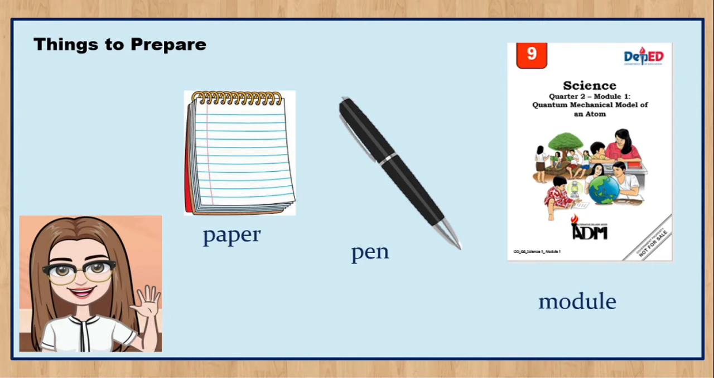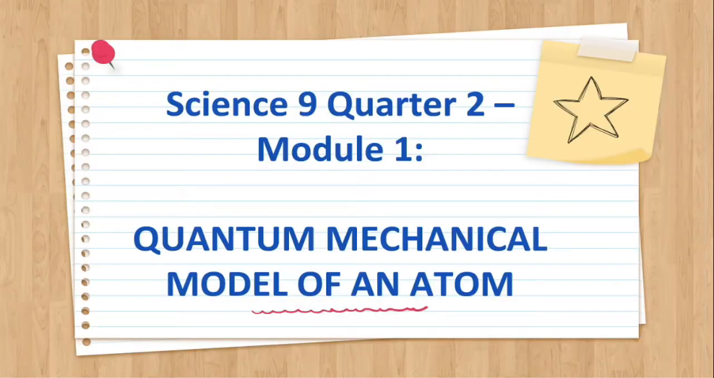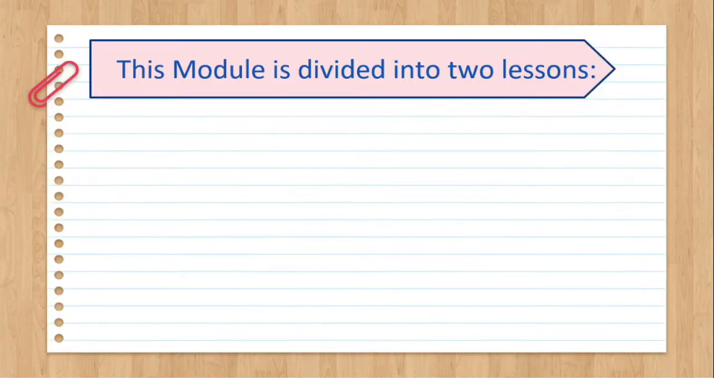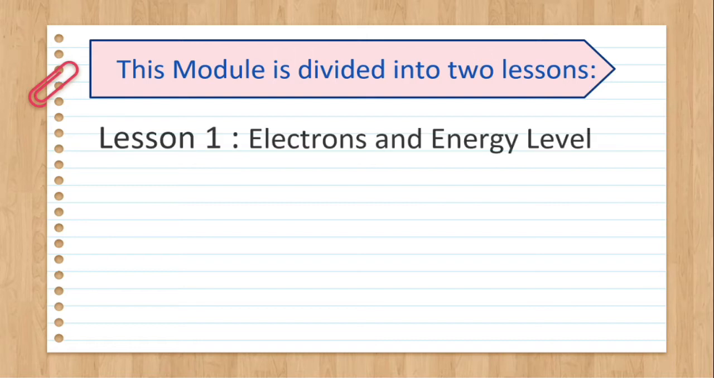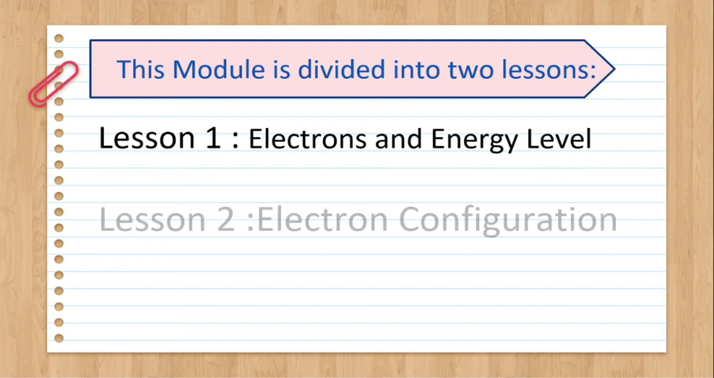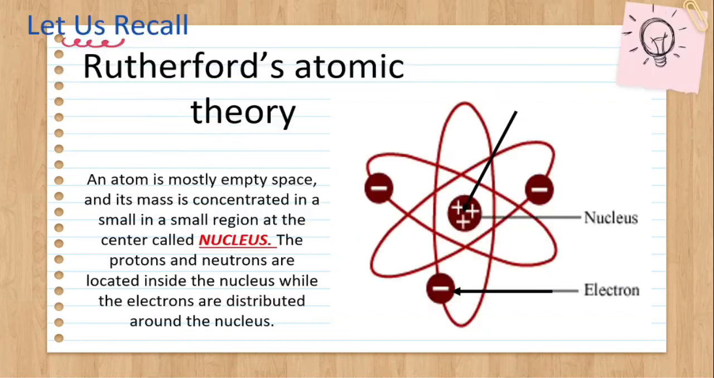Our lesson for today is about quantum mechanical model of an atom. This module is divided into two lessons. Lesson 1, Electrons and Energy Level. Lesson 2, Electron Configuration. In your previous grade, you learned about Rutherford's atomic theory.